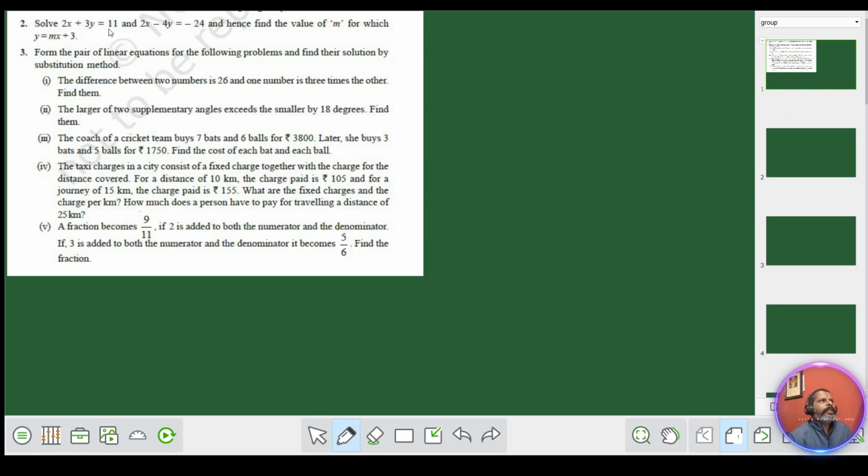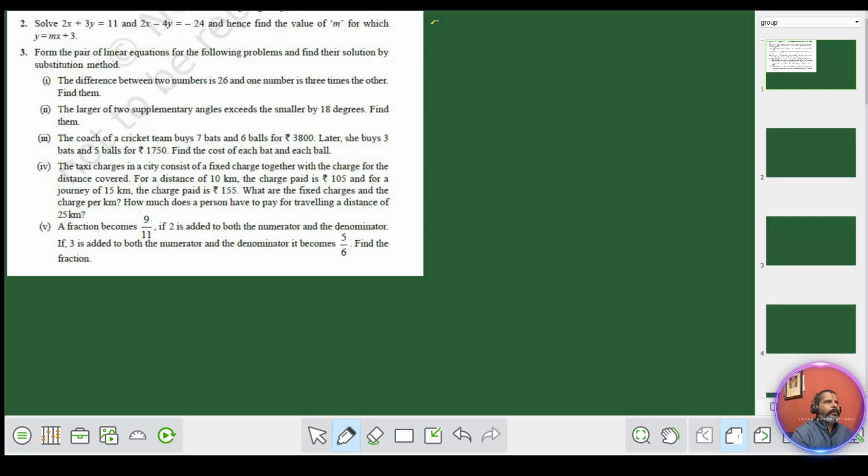Solve 2x plus 3y is 11, 2x minus 4y is minus 24. Find the value of m for which y equal to mx plus 3. Means first two equations you solve by normal substitution method. Once you get the x and y values, you substitute in y equal to mx plus 3, then get the value of m. Clear? Let's see. I'll solve here.